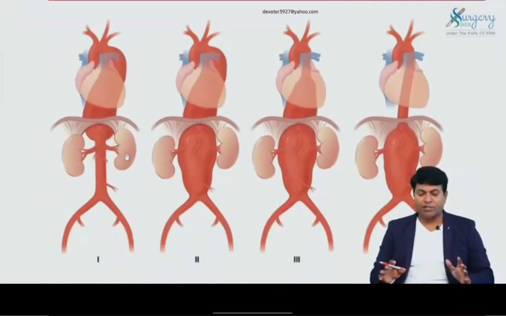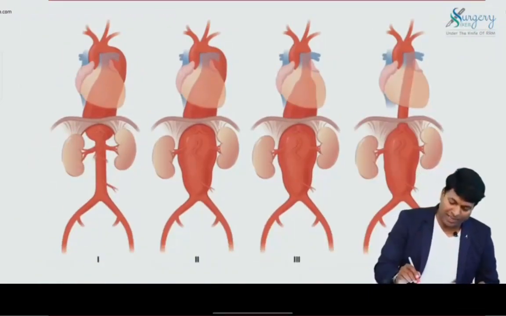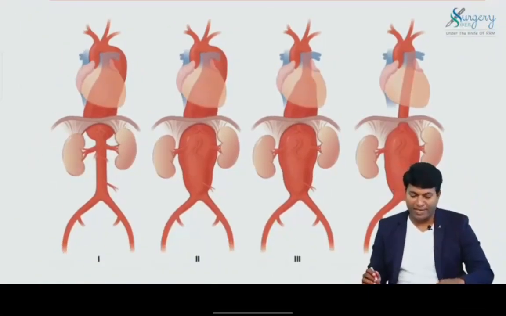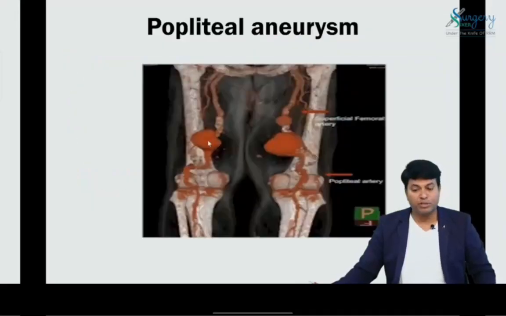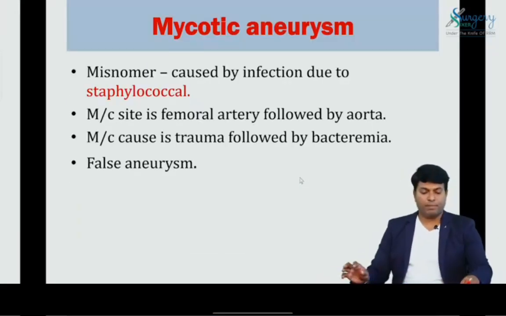You can see it involves all the layers, all the vessels from the subclavian artery onwards, thoracic, abdominal up to the bifurcation. Second is the biggest vessel. Okay, so this is a popliteal aneurysm on both limbs. Okay, so this completes the aneurysm topic. So we'll go to the next topics.